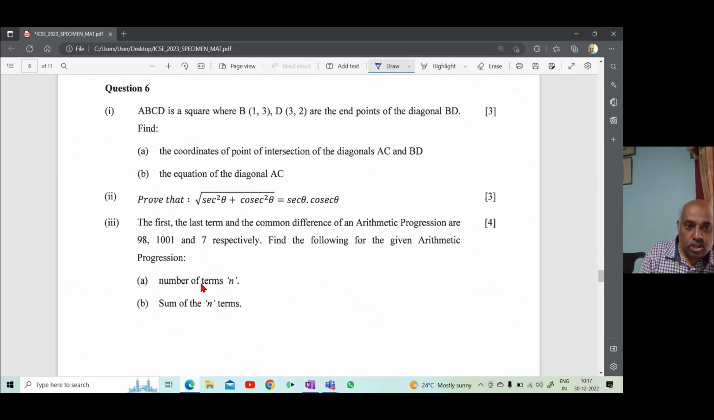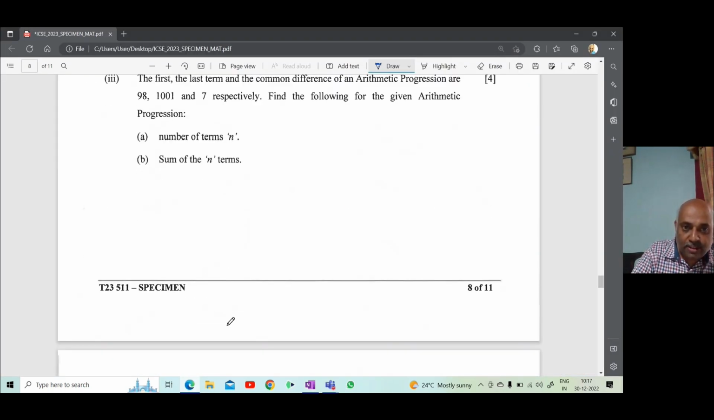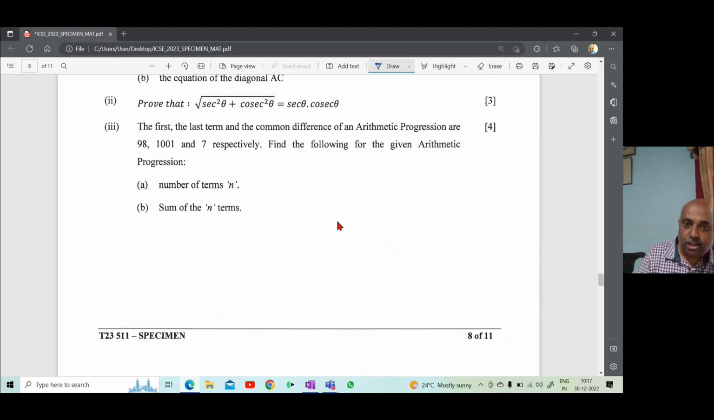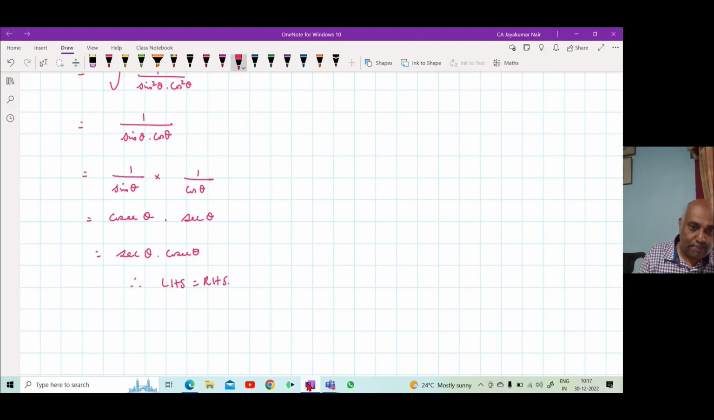Hence proved. So this is also done. Moving on to the next one. The first and the last term and the common difference of an arithmetic progression are 98, 1001, and 7 respectively. Find the following for the arithmetic progression: the nth term and the sum of n terms of the AP.